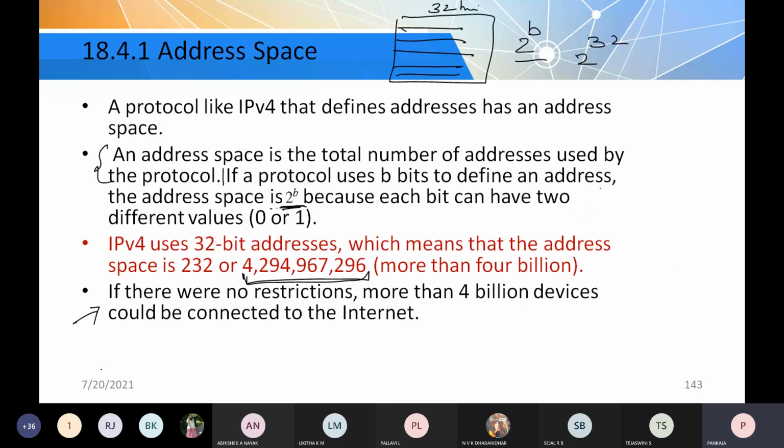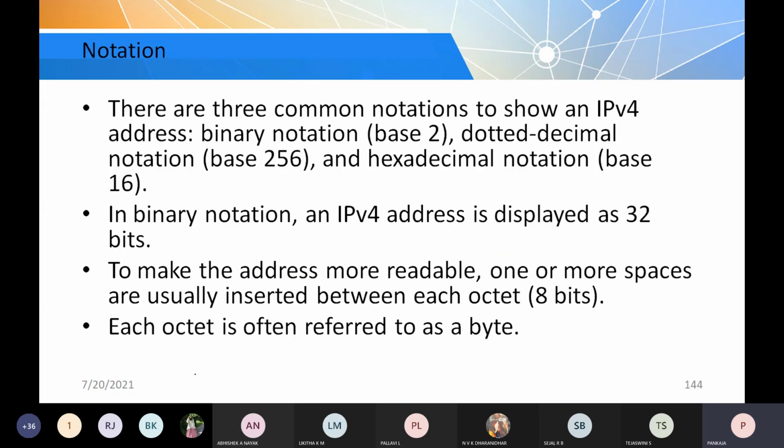Now, how do we represent these IP addresses? I told you it is 32-bit, but there are different notations we can use to represent the IP address. There are mainly three methods. I'll explain those methods, and we'll end this, and the remaining part will continue in the next class. There are three common notations used to represent the IPv4 address: one is binary notation, the second is decimal notation, and the third is hexadecimal notation. Commonly we go with the decimal notation.